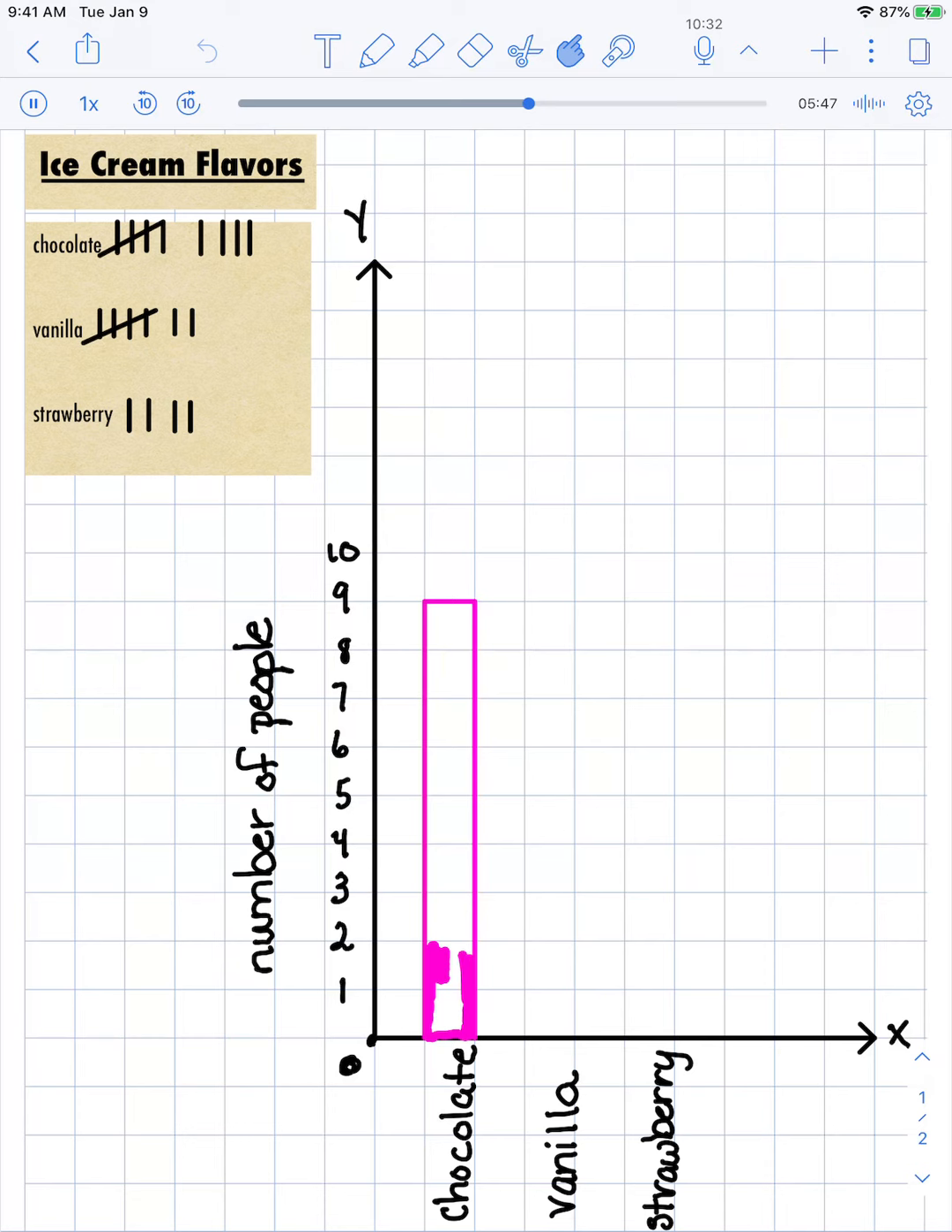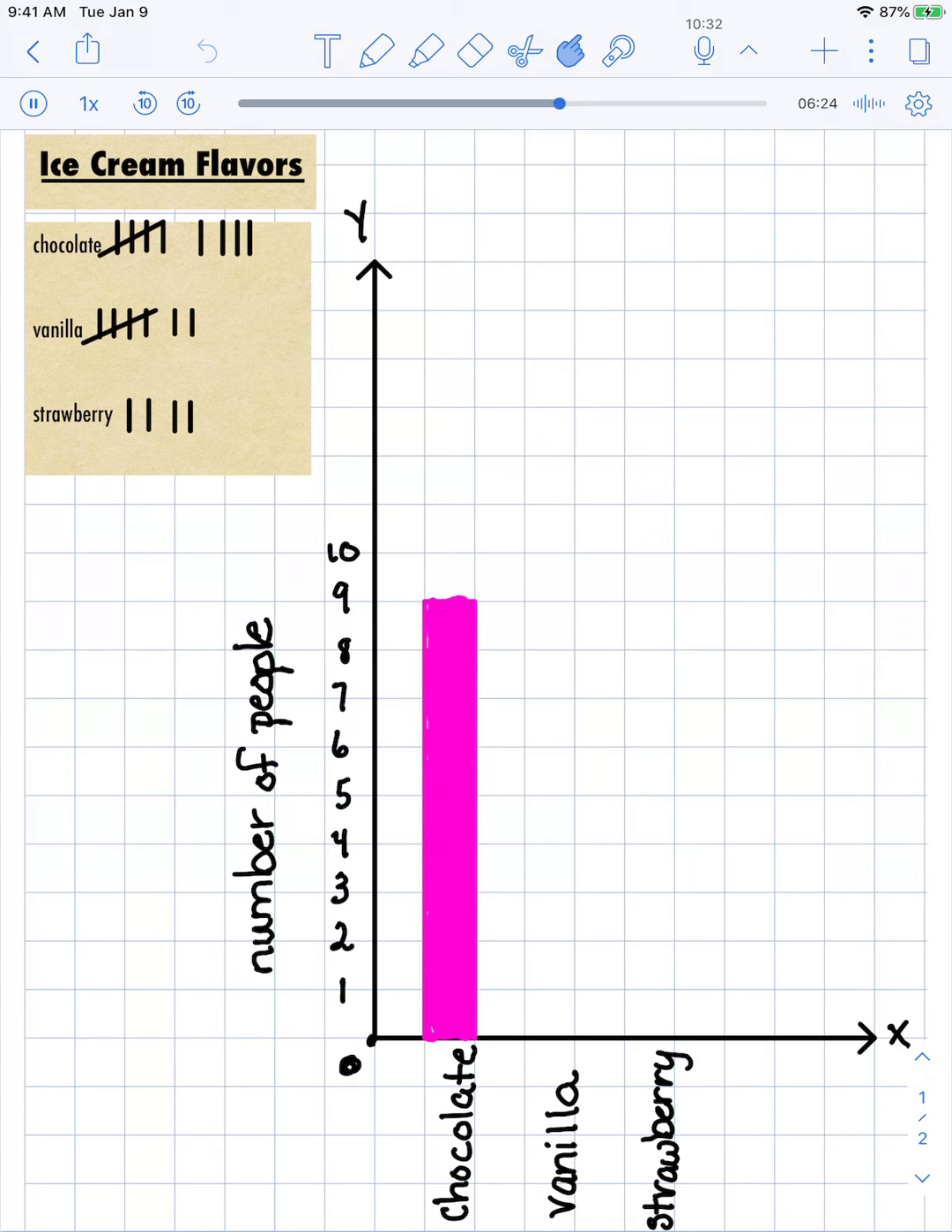So now I want to color this in all nice and neat. Right. I'm going to color in all my bars. All the way up to that number 9 line. All right. I'm going to stick with the same color, I think. You could change colors if you really wanted to.